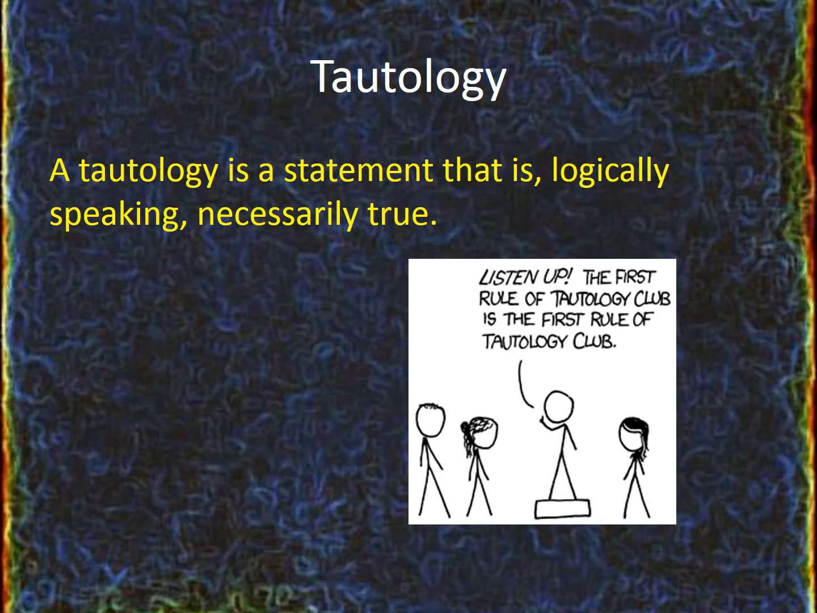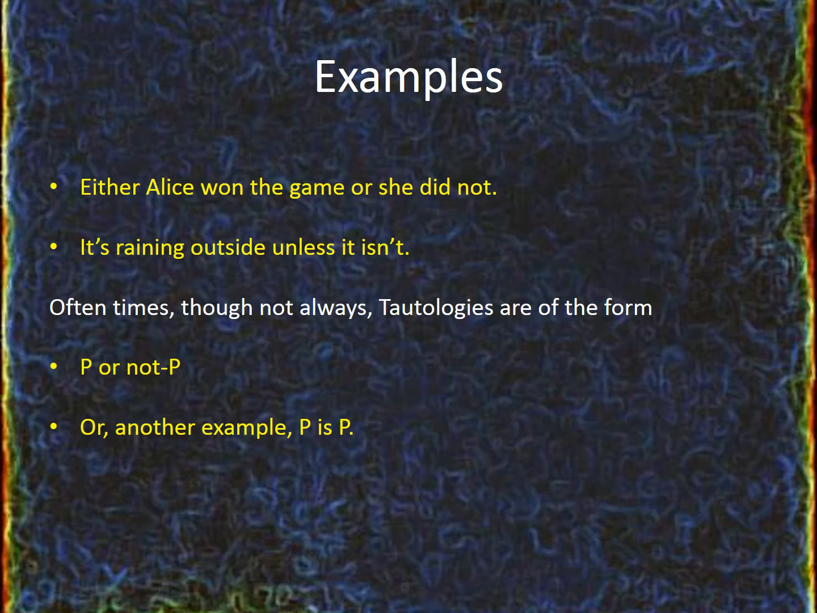Okay, tautologies. And here you can see a little cartoon where somebody is stating that the first rule of the tautology club is the first rule of the tautology club. This may give you some idea of what tautologies are. Tautologies are propositions that are logically or necessarily true.